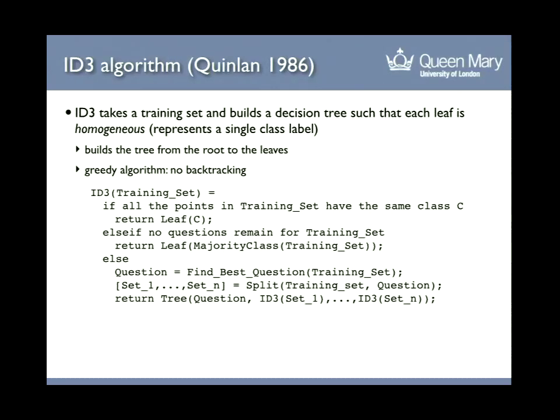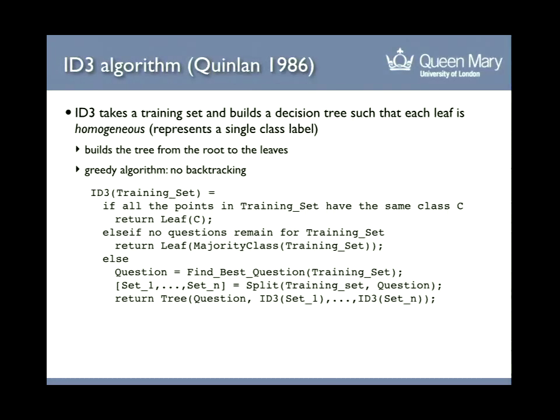Right, so that's the one stopping condition. The second stopping condition for the recursion is if there are no more questions to ask. So if you've already tested every single attribute, then you have no way of splitting a set of training examples into two subsets or n subsets. You don't have any more features or attributes. So sometimes your data is not sufficiently expressive to capture all of the relationships between the features and the class label. In which case, the best you can do is just take the majority.